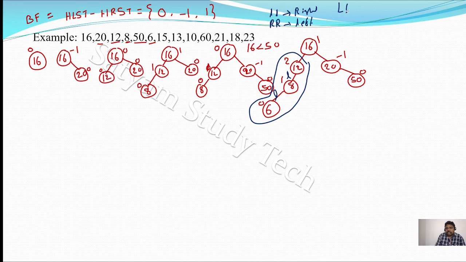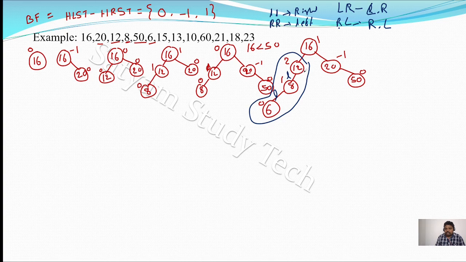In the case of LR and RL, we have to perform two rotations. LR means we first perform left rotation and then right rotation. RL means right rotation and then left rotation. Two rotations you have to perform whenever LR and RL occur. Here you can see LL, that means only a single rotation. Whenever LL is there, we have to perform right rotation.